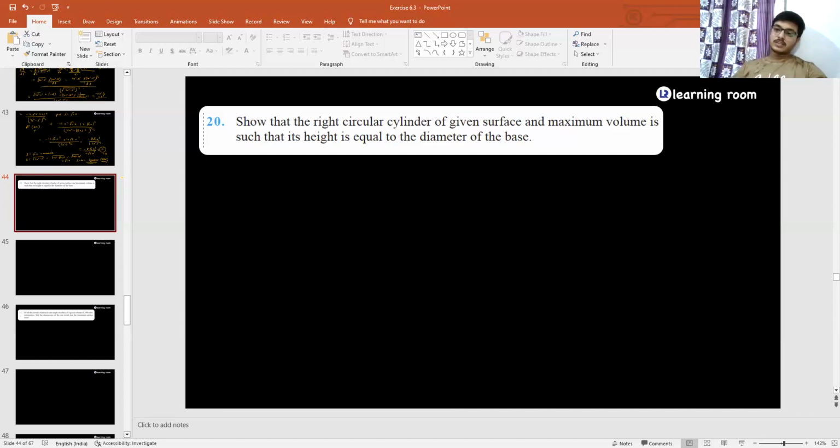So what the question is saying is that we have a right circular cylinder that looks something like this, and the radius is r, the height is h. Now, for a specific surface area, what is the surface area? So 2 pi r square, plus 2 pi rh.